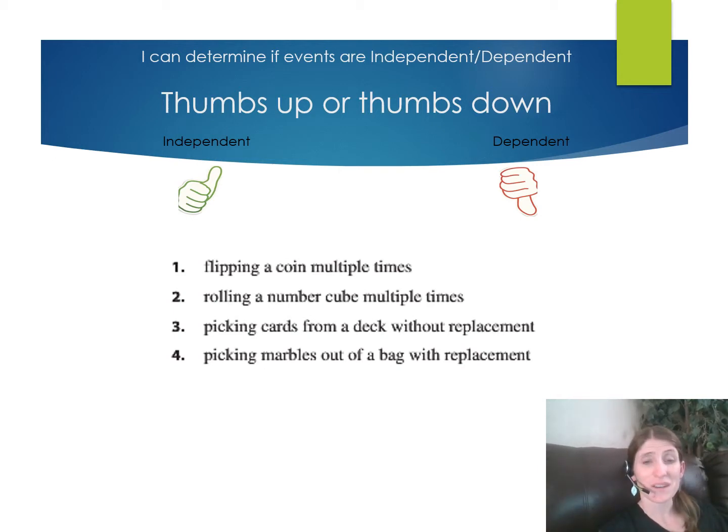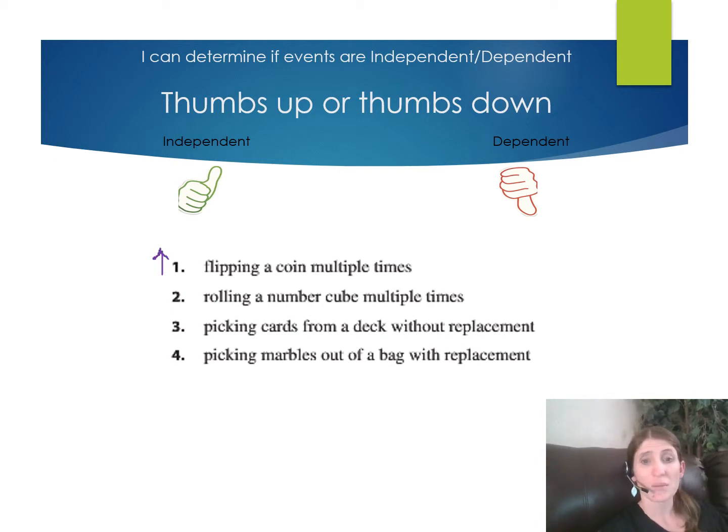But let's look at a thumbs up and thumbs down situation here. We're going to give thumbs up if it's independent, thumbs down if it's dependent. This is just to determine if they're independent or dependent. So look, flipping a coin multiple times. Am I going to cut the coin in half? Am I going to take one side off? No, right? I'm taking one coin, I'm flipping it. It doesn't matter what happens the first time. It's not going to affect what happens the second time or the third time. So this one would be a thumbs up, because this is independent. So I'm going to put an up arrow, okay?